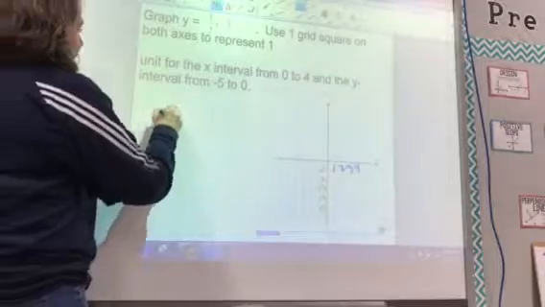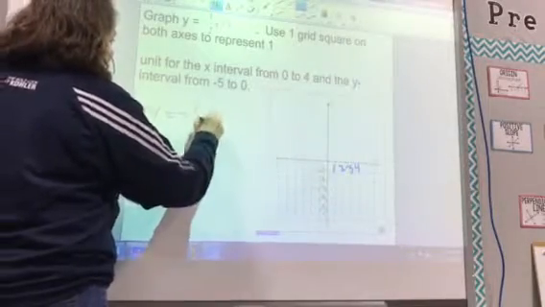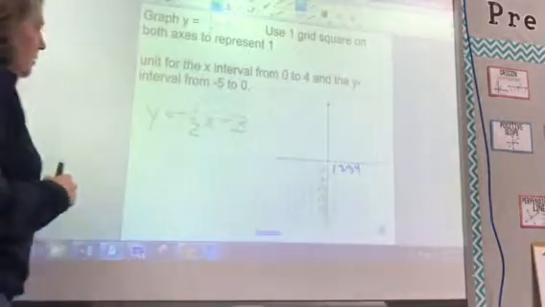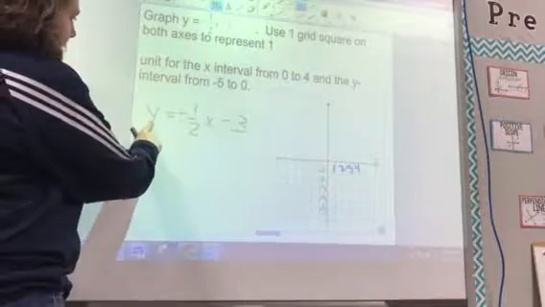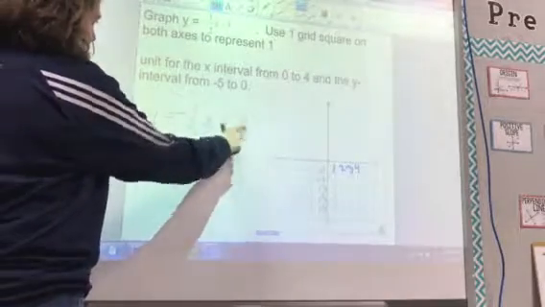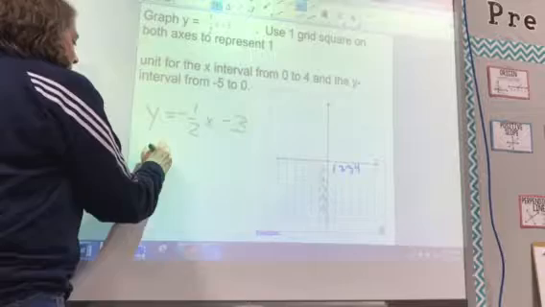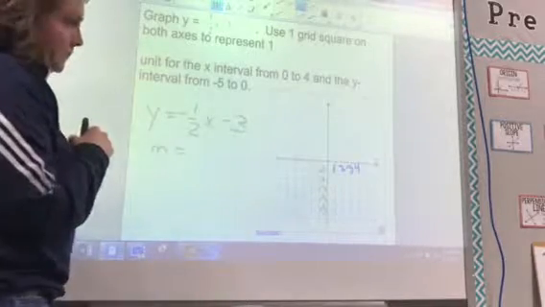I'm going to write the equation they gave me. I'm going to make sure it's in y equals mx plus b form, and it is. I need to identify my slope. What is your slope?